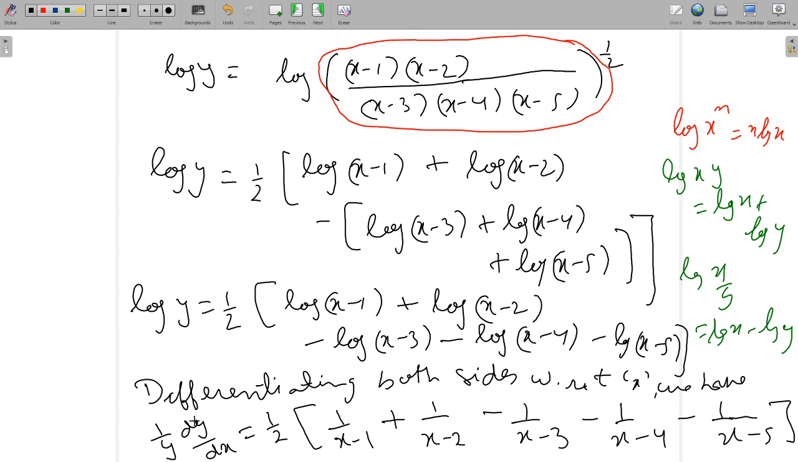Now what we'll do, we'll just transfer this y to the right hand side, and then our differentiation will be over. So now let us do the next remaining part of this one.